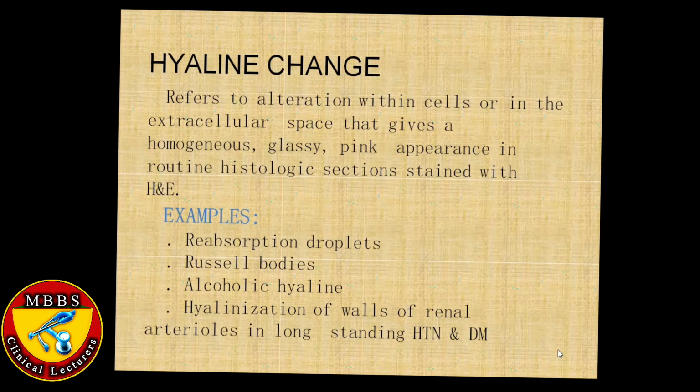Hyaline changes refer to an alteration within the cell or in the extracellular space that gives a homogeneous, glassy pink appearance in routine histology sections. Examples include hyaline reabsorption droplets, Russell bodies, alcoholic hyaline, and hyalinization of the wall of the renal arteriole in long-standing hypertension and diabetes mellitus.